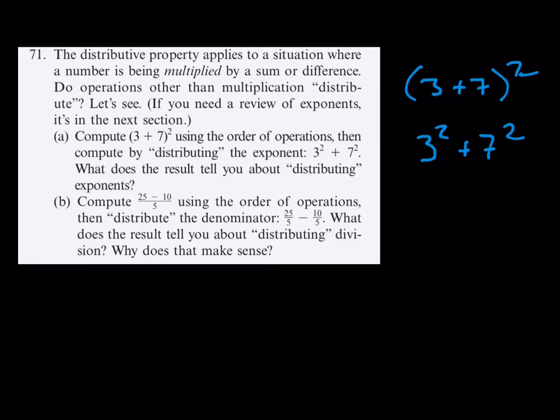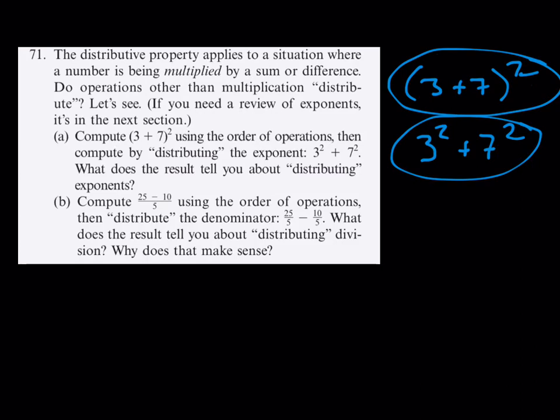All right, so in part A, you are just checking those two things. You're going to work this two ways. You're going to work 3 plus 7 squared using the order of operations, and then you're also going to work out this distributed version and compare those two results and see if those end up being the same or different.